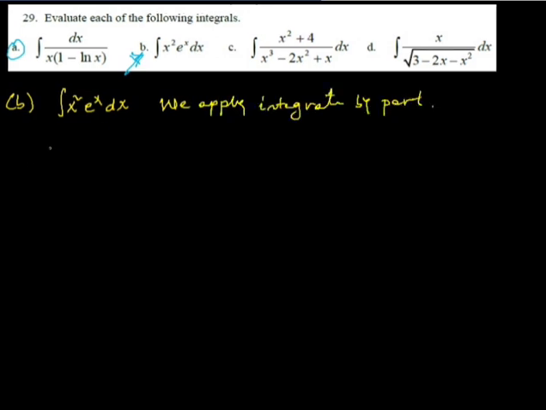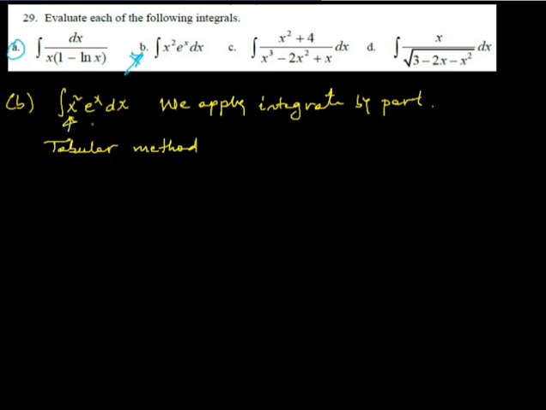Going to the b part, we have the integration of x square e to the power of x dx. This integration requires the integration by parts technique. We apply integration by parts. When using integration by parts there is a short method, what we call the tabular method. I prefer the tabular method to reach the answer quickly. What is this tabular method saying?